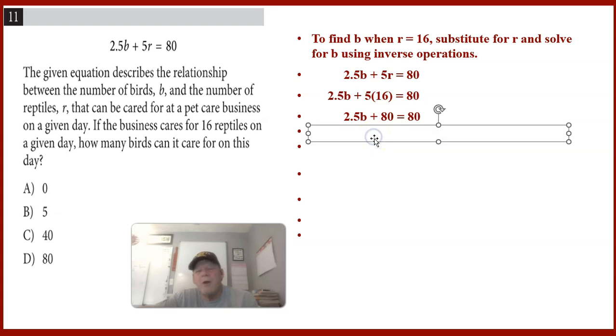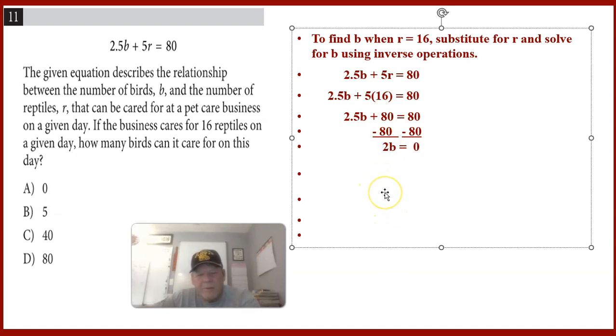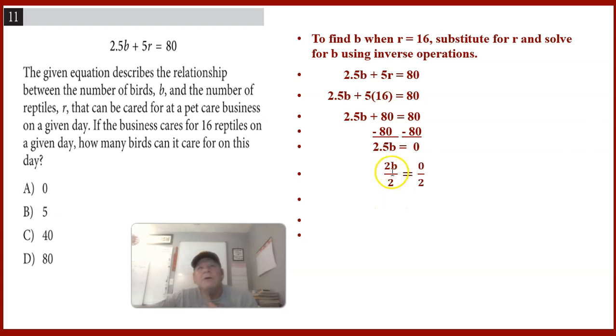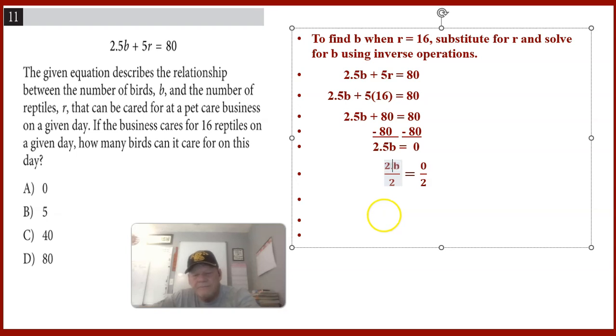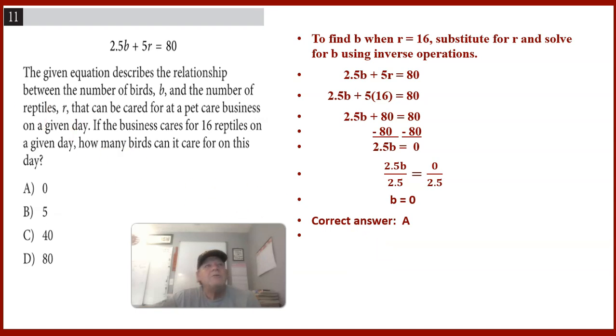Now I use the subtraction property of equality. Subtract 80 from both sides, and I get 2.5b, there's another typo, equals 0. Now I take 2.5b divided by 2.5, and that's called the division property of equality. And the 2.5 over 2.5 is 1, and 1 times b is b, and 0 divided by anything other than 0 is 0. So the answer would be A.